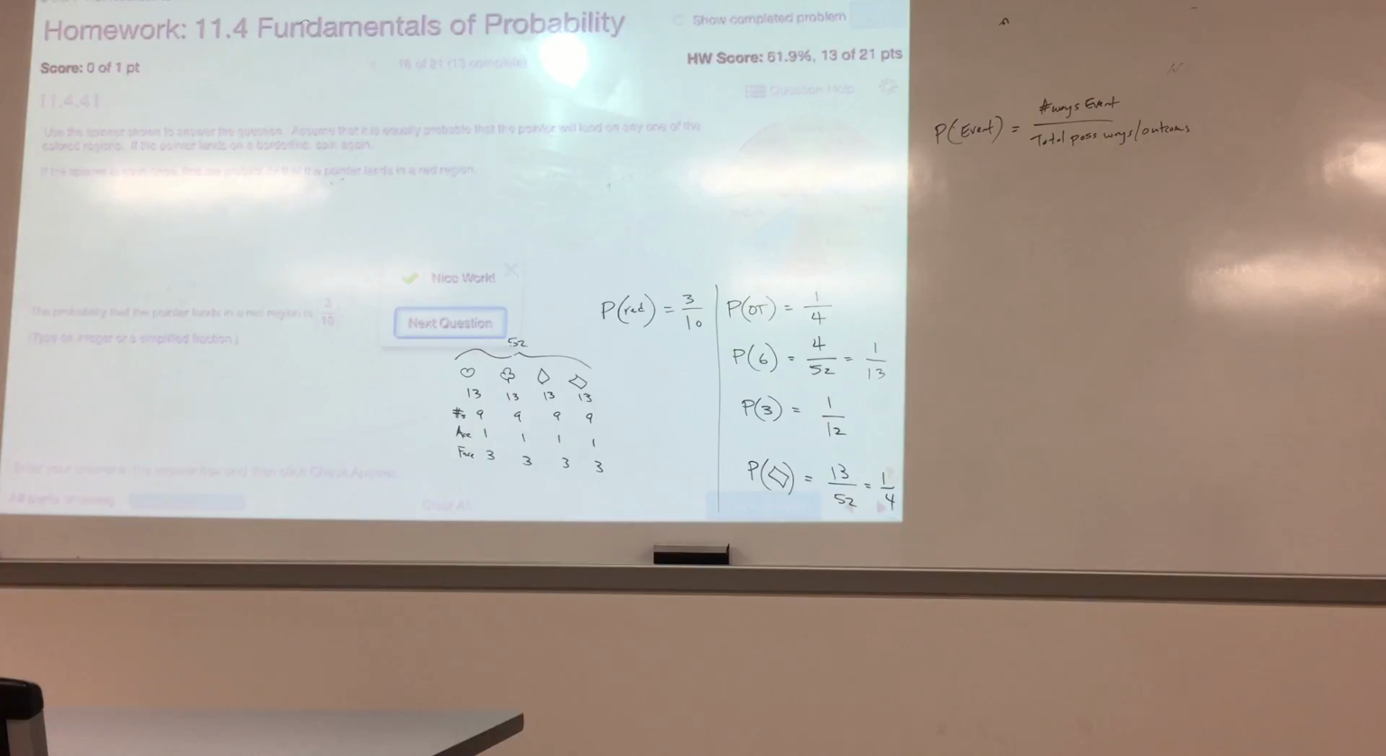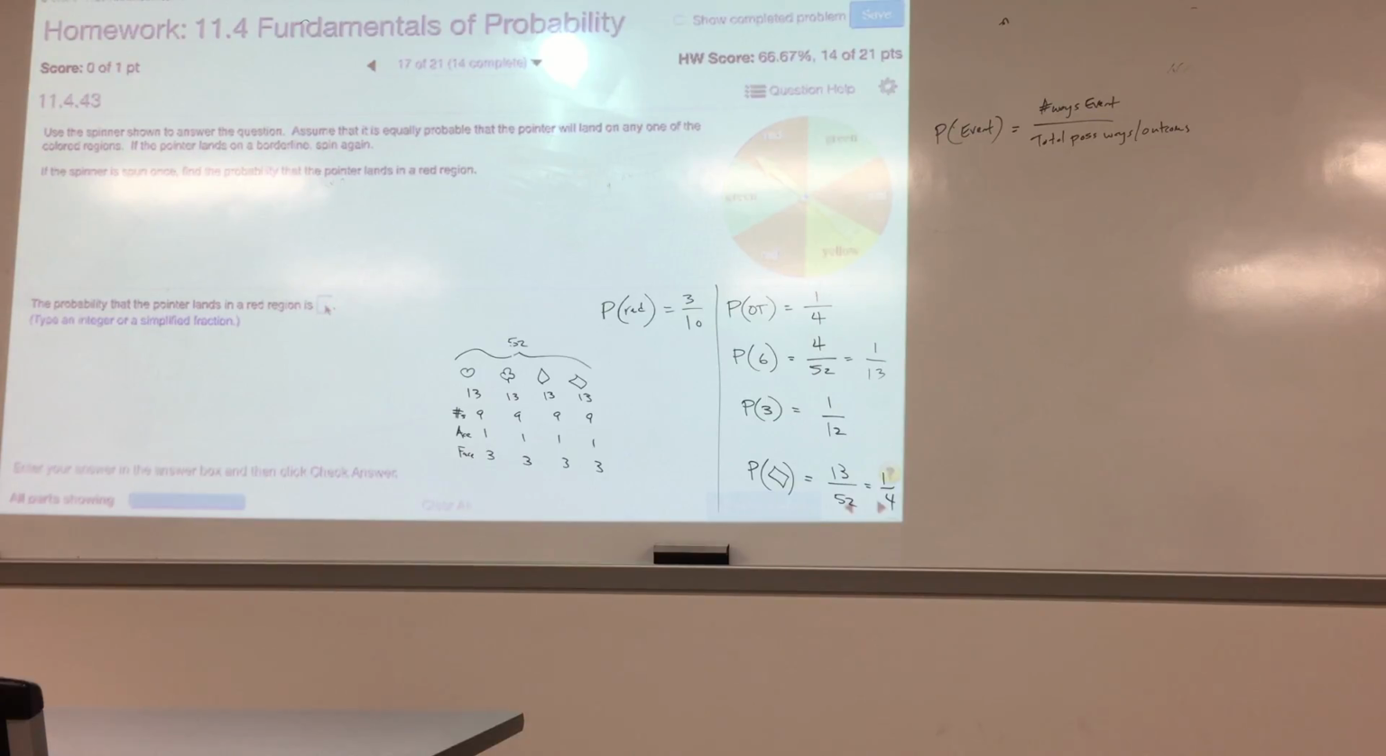And let's roll one. Here's another spinner question. Use the spinner shown to answer the question. Assume that it is equally probable that the pointer will land on any one of the colored regions. This one's a little bit more simple because one, there are fewer regions, and two, there are fewer colors, okay? Find the probability the spinner lands in a red region. 3 out of 6 or 1/2, right? There are 3 red regions out of 6 total regions, so it's 3 out of 6 or 1/2. You must always simplify.